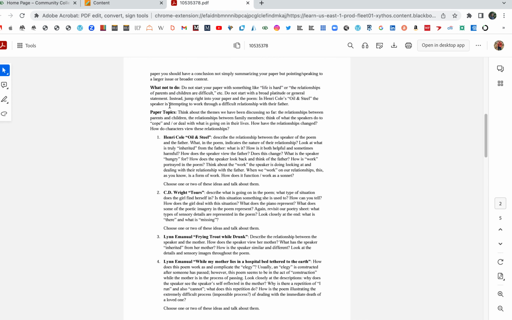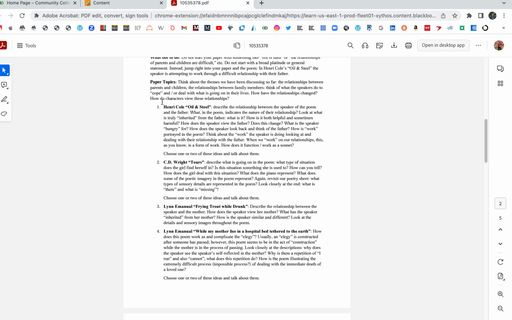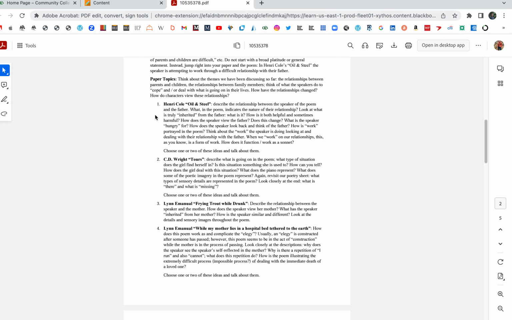Again, here are some topics. Think about the themes we have been discussing so far: the relationships between parents and children, the relationships between family members. Think of what the speakers do to cope and/or deal with what is going on in their lives. How have the relationships changed? How do characters view these relationships?